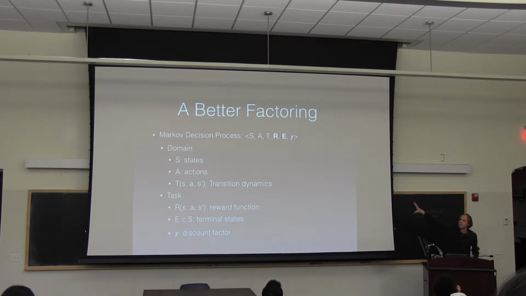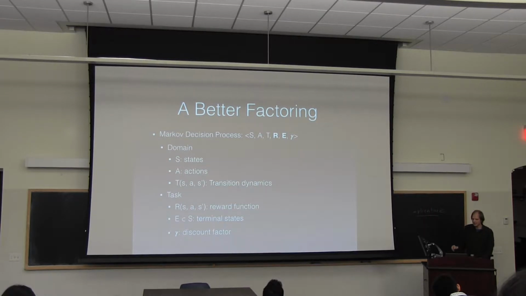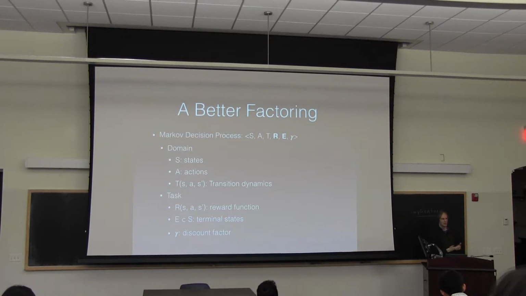OK, so this is kind of better factoring. In my opinion, a bunch of us here are trying to make this like the new norm. It's common in classic deterministic planning, this kind of framework, but not so much in MDP. So the idea here is we're going to kind of differentiate an MDP into two different parts. We're going to have a domain, which kind of defines what the world is and how it works. So you have your states, you have your actions, and you have like the physics, which are the transition dynamics.